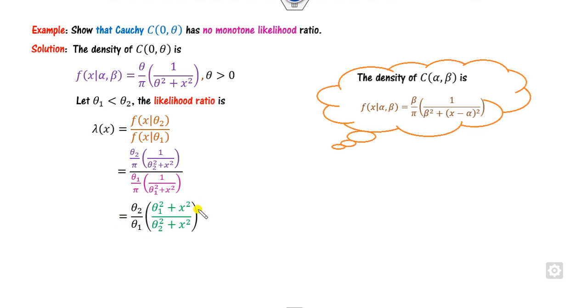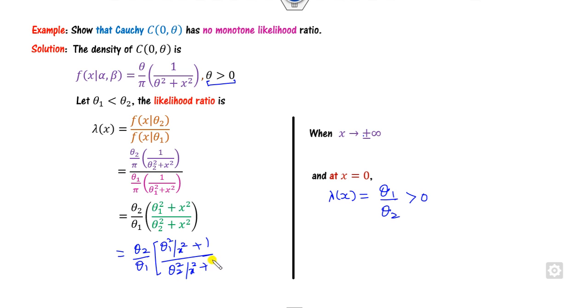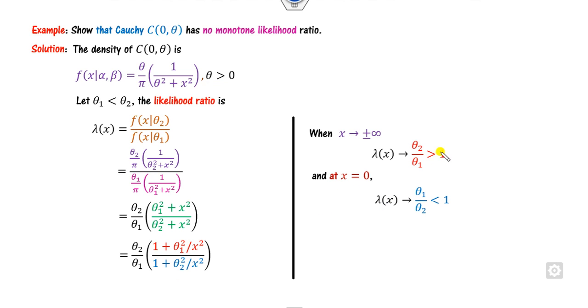Again, we can't say that it is increasing or decreasing, so we can take two cases. What is the value when x is 0? You can substitute here. It will be theta 1 over theta 2. Fine. It is positive because this is a positive number. What will happen if x is plus minus infinity? You have to divide the numerator and denominator by x square. So this is plus 1, this is plus 1. So what is the ratio here?